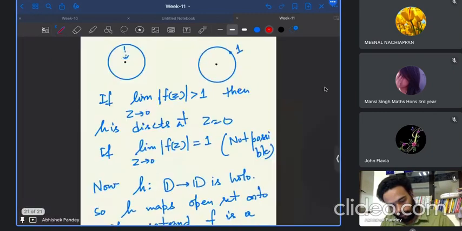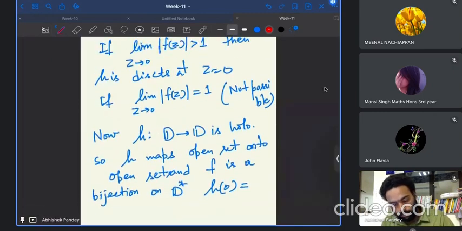Yeah, so h maps open set to open set, and since f is a bijection on D star, f is holomorphic and one-one. So h of 0 is 0 in this case. h of 0 has to be 0, otherwise it will not map the open set to open set. That will give the contradiction.